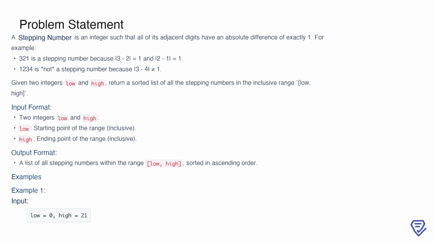Now, given two integers, low and high, the task is to find and return all stepping numbers within the inclusive range from low to high, sorted in ascending order. For example, if the range is from 0 to 21, the output should include all stepping numbers within that range. The input format consists of two integers, low, which represents the starting point of the range, and high, which represents the end point of the range, both inclusive. The output should be a list of stepping numbers sorted in ascending order.